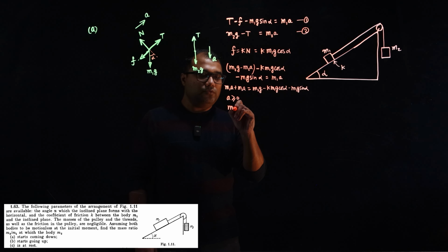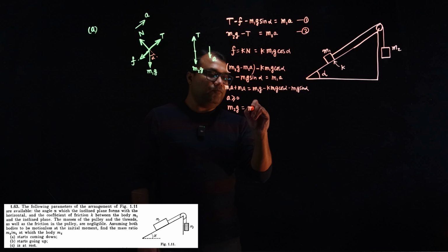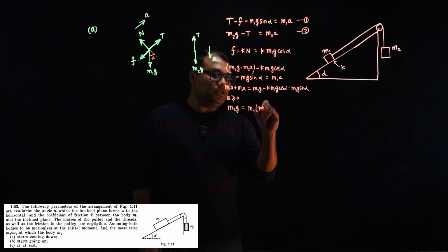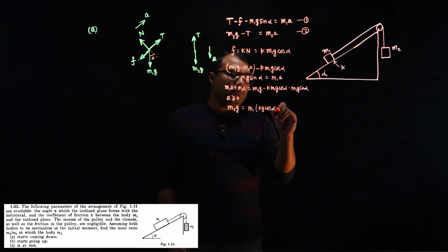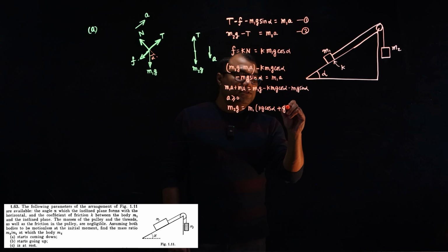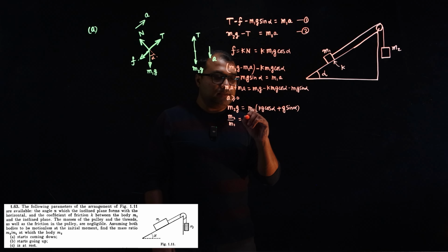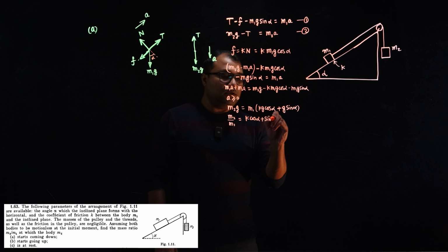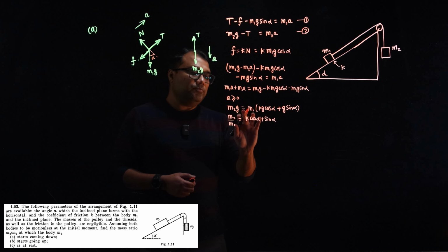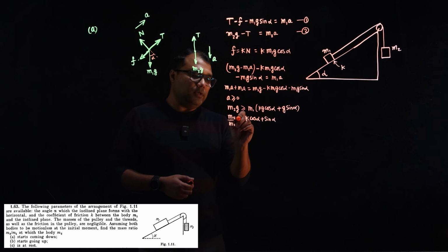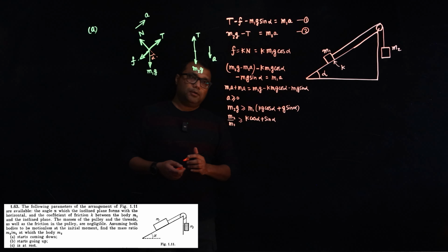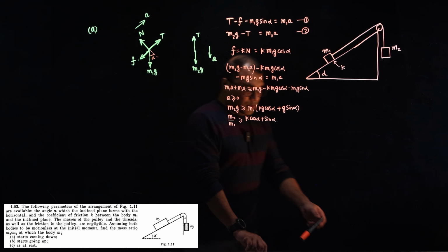So that means M2G is equal to M1Kg cos alpha plus G sine alpha, or M2 by M1, G also we can cancel, will be K cos alpha plus sin alpha. Or more accurate would have been to write M2G is greater than or equal to, or M2 by M1 is greater than or equal to this. So that's part A.